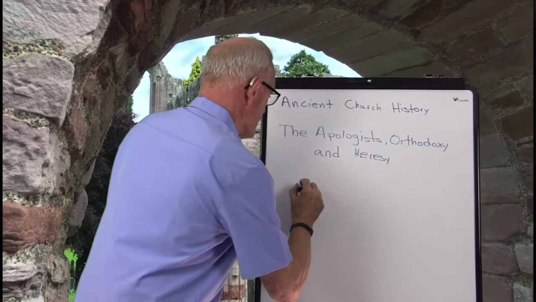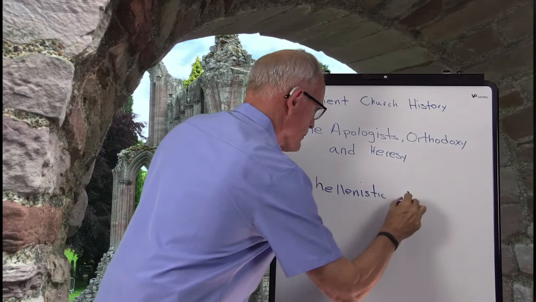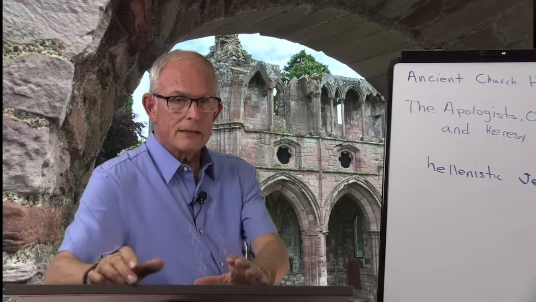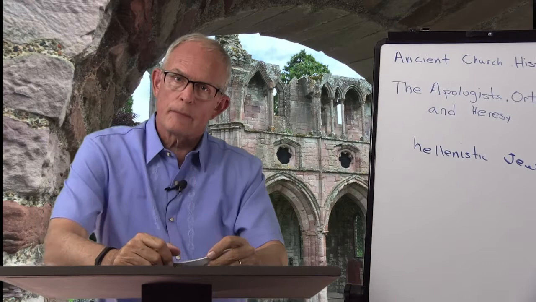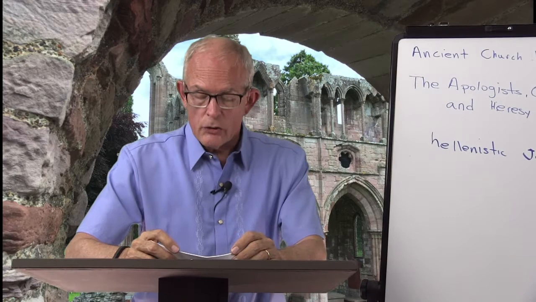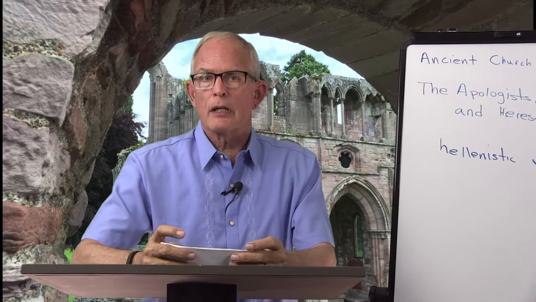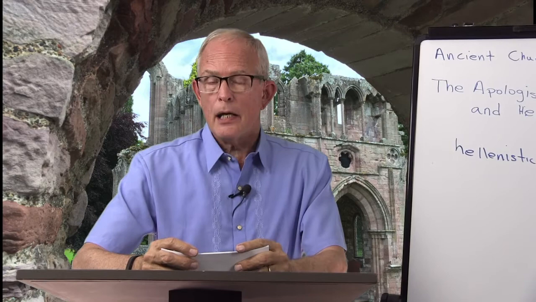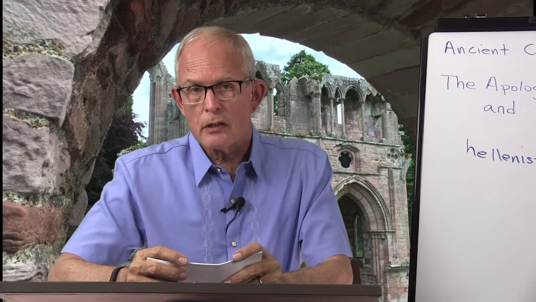Trypho was a Hellenistic Jew, and I think I want to explain what that means. We know what Jew means. Hellenism, or Hellenistic, refers to Greek culture, Greek thought, and a Greek way of life. Trypho, then, was a Jew who had absorbed Greek culture and thought like the Greek philosophers did. He was a good friend of Justin Martyr, and they had a discussion, a dialogue, that lasted for a couple days.